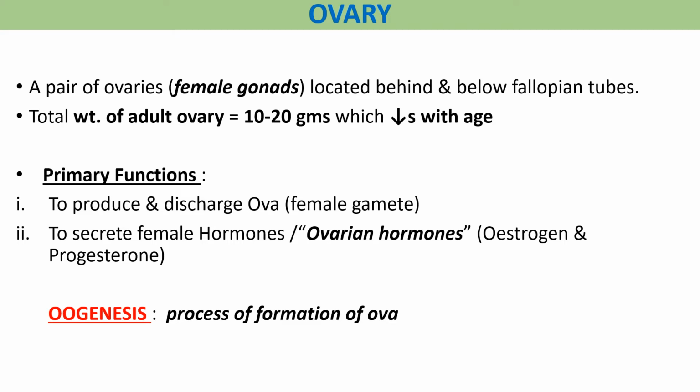Ovaries perform two major functions in female. Firstly, they produce and discharge female gametes ova every month, and secondly, they secrete the female hormones or ovarian hormones, namely estrogen and progesterone. Ovaries are the site where oogenesis, that is the process of formation of ova, takes place.